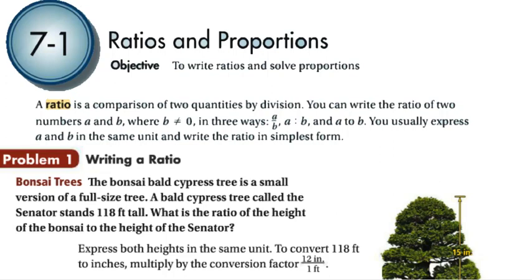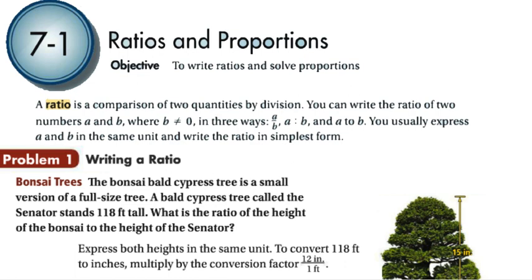Well, welcome back. We are starting Chapter 7 in this lesson on ratios and proportions. Our goal for this lesson is to be able to write ratios to solve proportions. A ratio is just a comparison of two quantities that uses division. It's just one number divided by another number.